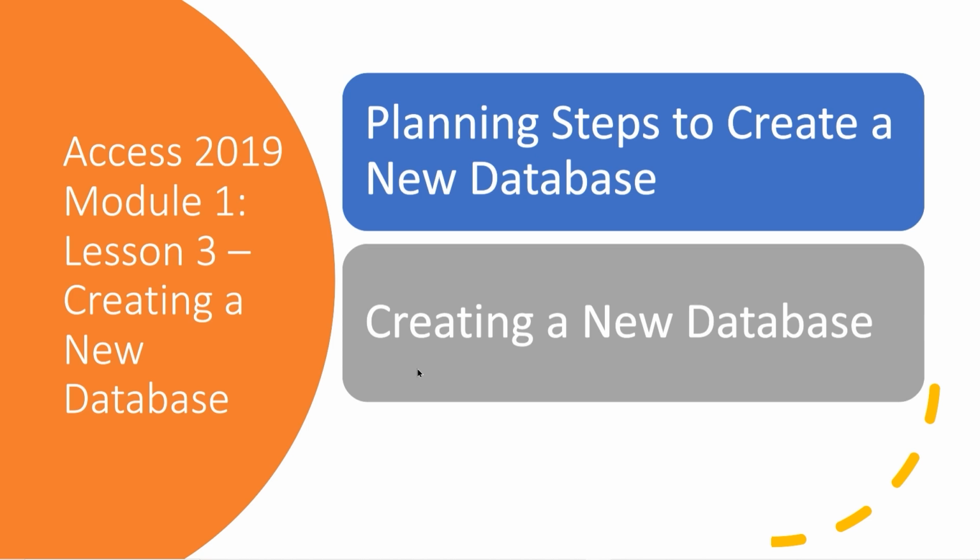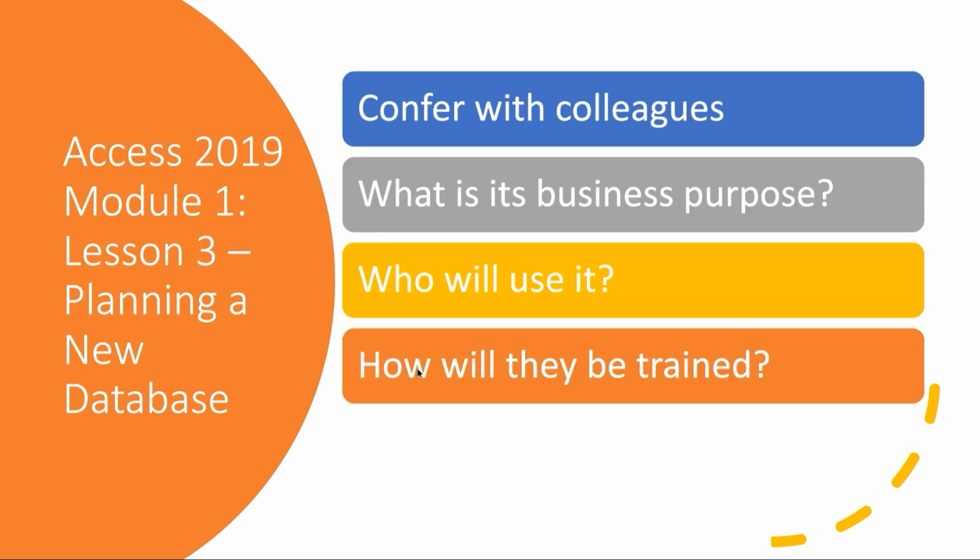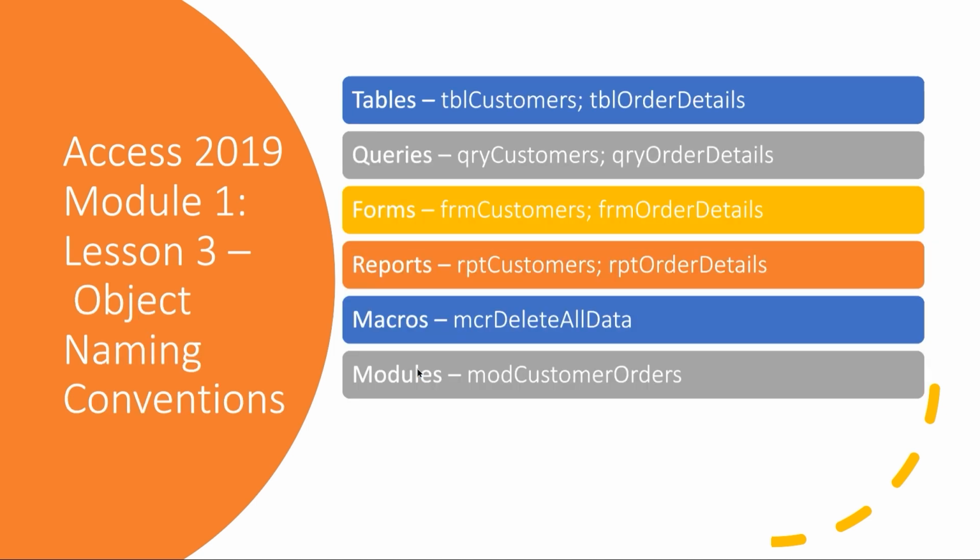We're going to start by going over the planning steps to create a new database, and then move on to actually creating the different objects. When it comes to planning a new database, you have to be clear on its intent. You would want to confer with colleagues to figure out: is a database even really needed? And then what would be its business purpose? Who will use it? And how will the end users be trained? That's something that's often overlooked by the person building the database. Typically, they're the person that's going to train the end users on how to use it.